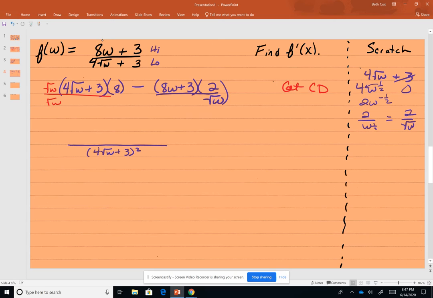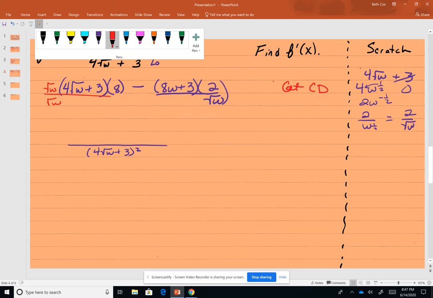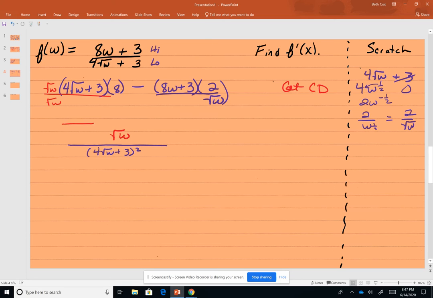Okay, but I'm going to put these two fractions together using addition, subtraction, however you want to call it. Let's put those two together. So now when I multiply, I've got to do the 8 and the square root of w. Okay, so that's going to give me a 32w, plus 24 square root of w.